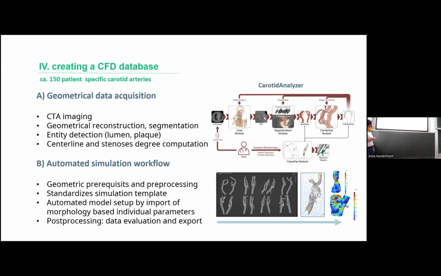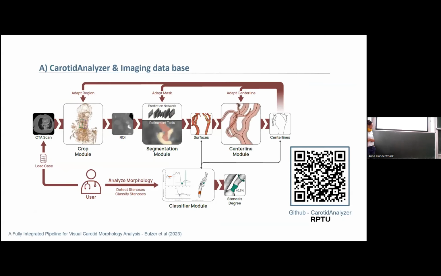And then we started with our automated simulation workflow, which made some geometrical prerequisites in preprocessing, which should be made automatically for each patient, which is topologically very different, a standardized numerical simulation template, but automated model setup by import of the morphology based on individual parameters, and some post-processing. So you'll see just a part of the database we generated and some steps.